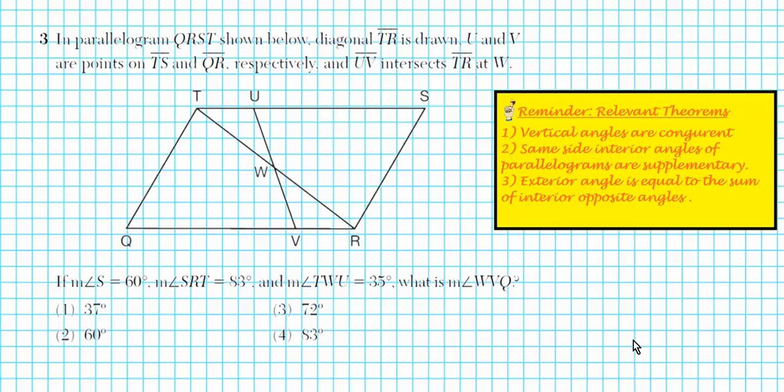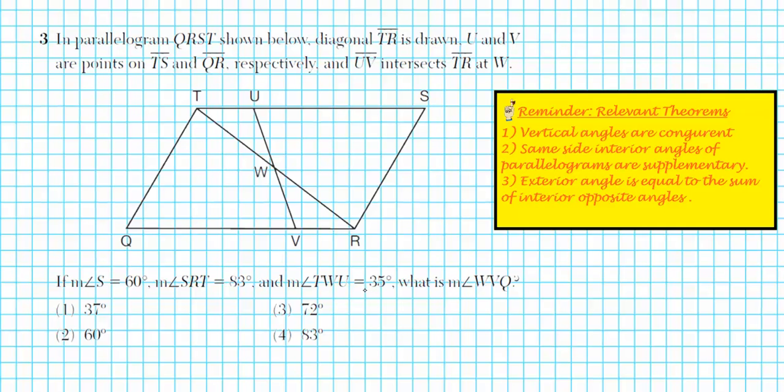All right, let's take a look at problem 3. It says in parallelogram QRST shown below, diagonal TR is drawn. U and V are points on TS and QR respectively, and segment UV intersects TR at W. All this information is highlighted in this figure. If measure of angle S is 60 degrees, measure of angle SRT is 83 degrees, and measure of angle TWU is 35 degrees, what is the measure of angle WVQ?